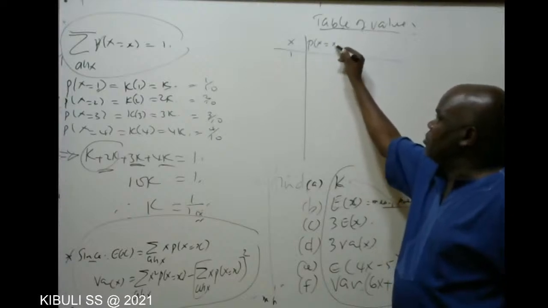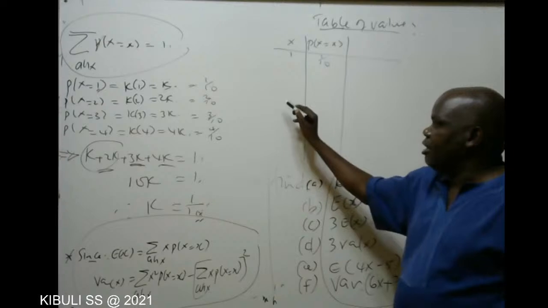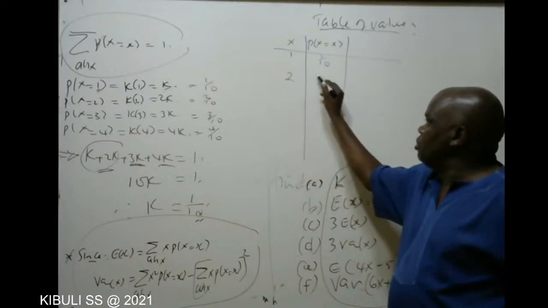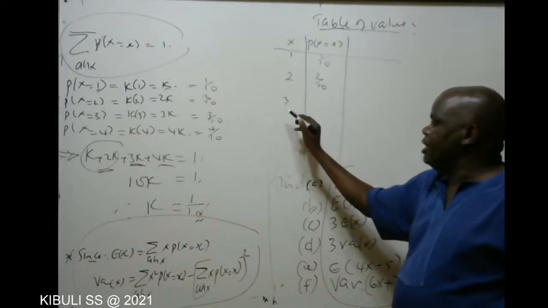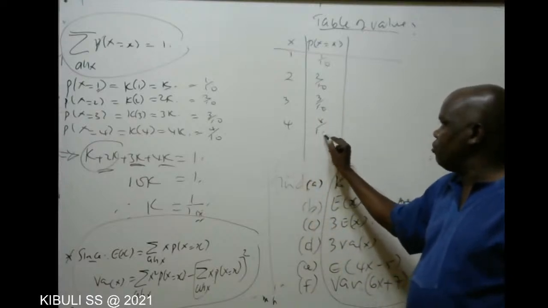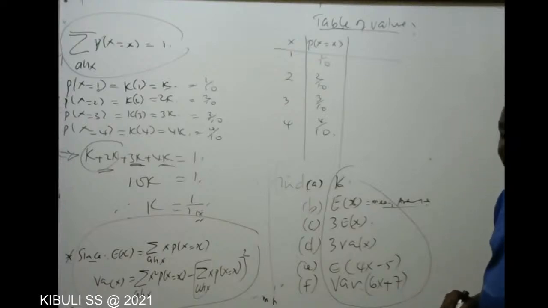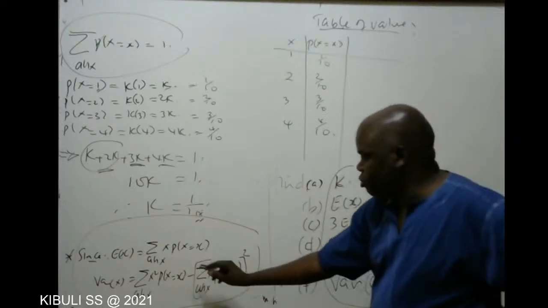Probability of X is equal to x. So for 1, it's 1 out of 10. For 2, it's 2 out of 10. For 3, it's 3 out of 10. For 4, it's 4 out of 10. Now, ideally, to get the expectation, we shall multiply that.